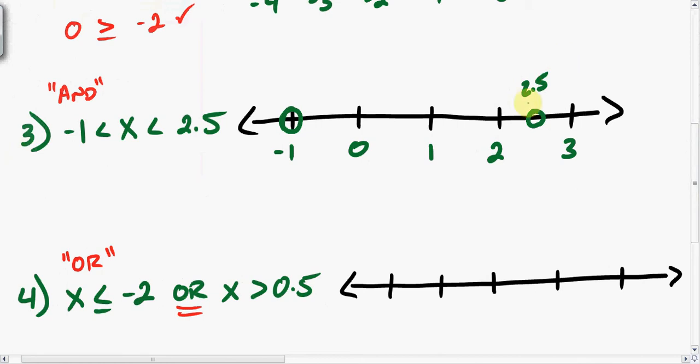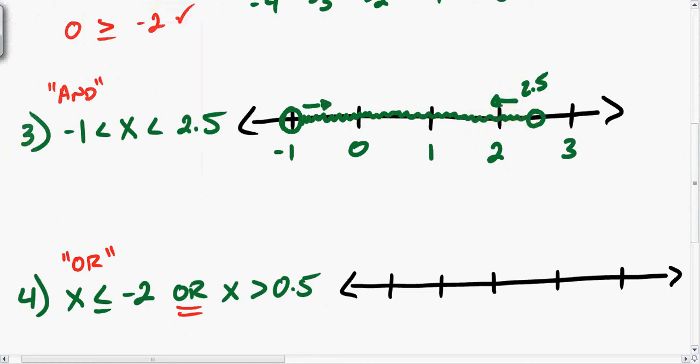So we want to shade all numbers, so x is actually greater than negative 1, so I want to make sure I'm shading all numbers greater than negative 1, but x is also less than 2.5, so I want to shade all numbers less than 2.5. So it looks like I'm going to shade in between each of these circles.